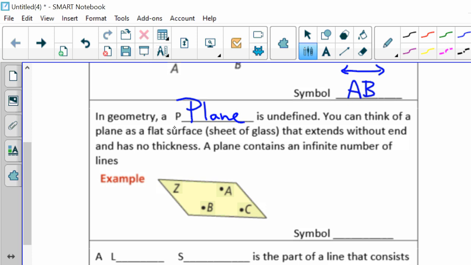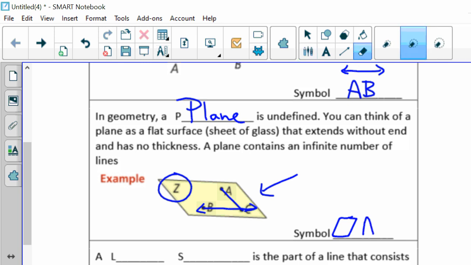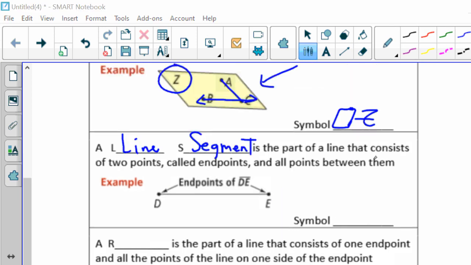This plane right here has some illustrated points, so you have segment AB or AC, you have line BC. Typically when you have a letter that doesn't have a dot next to it, that's the name of the plane. So the symbol that we'd use for that is we draw a little parallelogram that's leaning over, and we would write that letter, Z. Okay, that's plane Z.